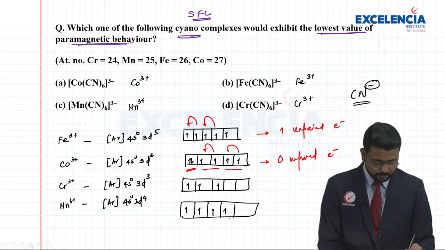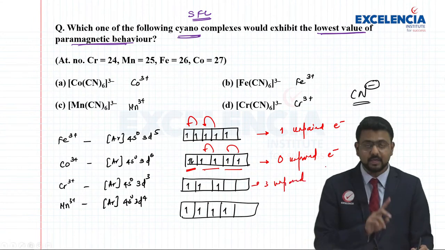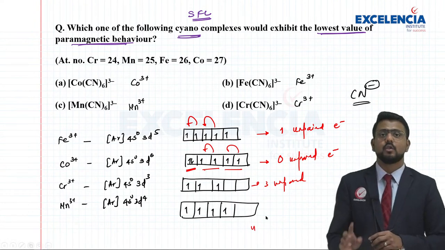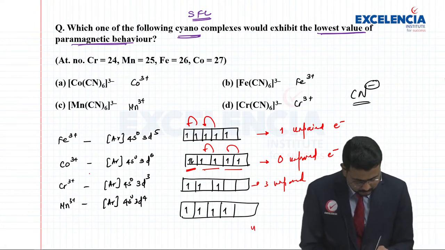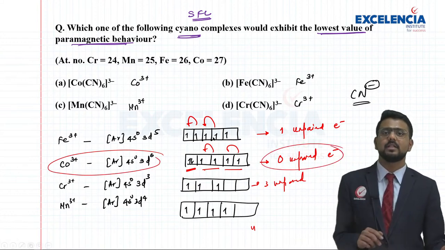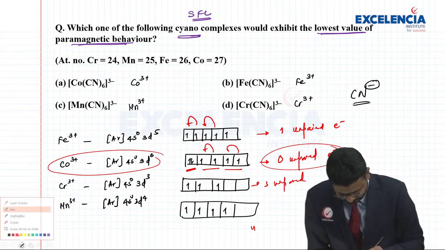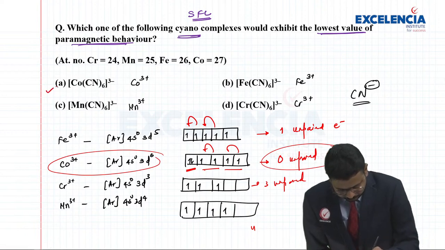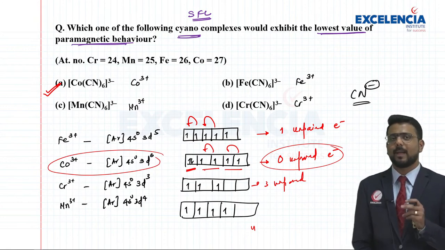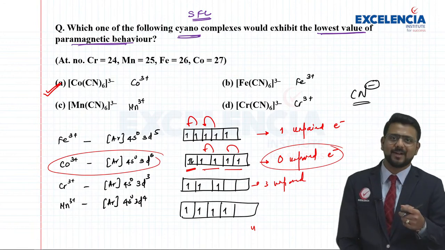In this case, chromium as well as manganese, here you are having three unpaired electrons for chromium. And even if manganese is undergoing pairing, we can say it is having two, and here you are having four, right? So in all these cases, if you notice, it is this particular complex which will have zero unpaired electrons, right? And because it is having zero unpaired electrons, definitely it will not have any magnetic moment, and that's the reason your answer should be A, right? I hope you got a clear understanding of how to go about it. So whenever they're asking you about paramagnetic behavior, or for that matter diamagnetic behavior, please look at the number of unpaired electrons.